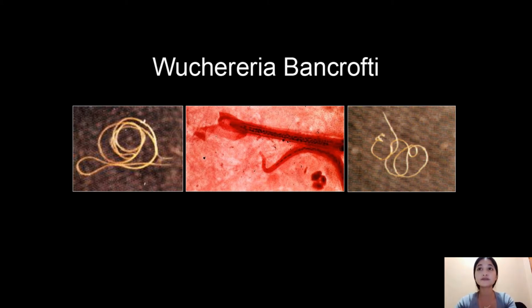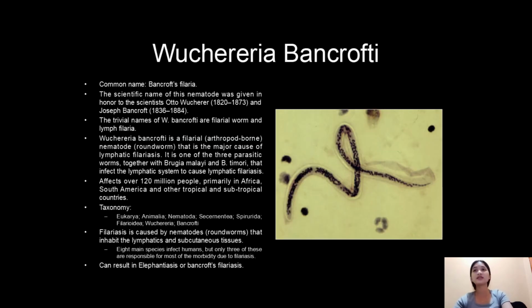So Wuchereria bancrofti is known by its common name, Bancroft's filaria. It was named after the two scientists, Otto Wucherer and Joseph Bancroft. It has two trivial names, filarial worm and lymph filaria. Wuchereria bancrofti is a filarial or arthropod-borne nematode or roundworm that is the major cause of lymphatic filariasis.